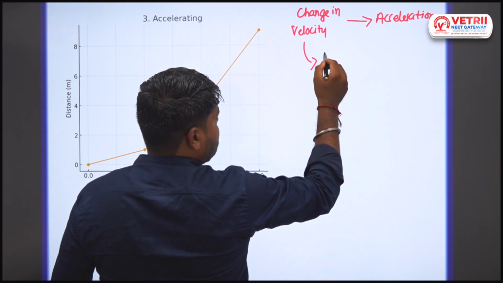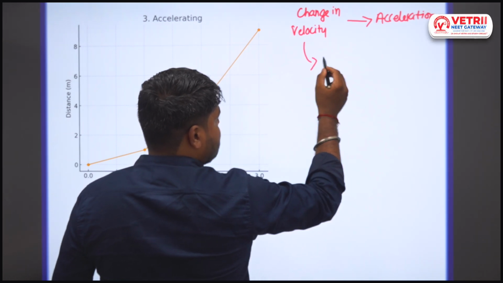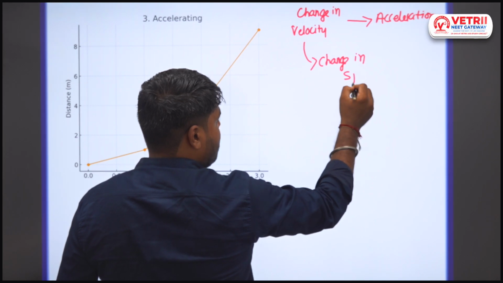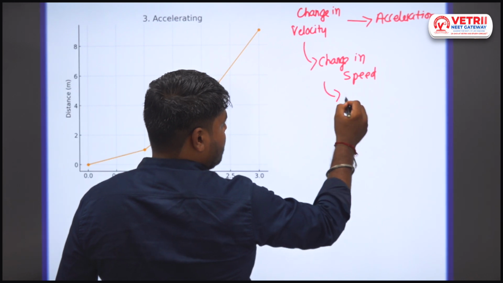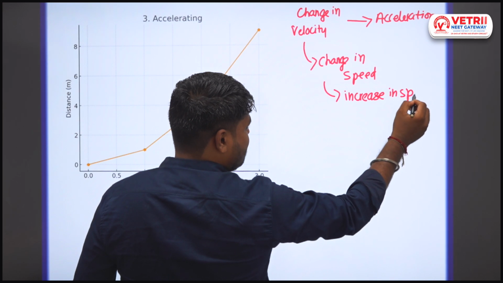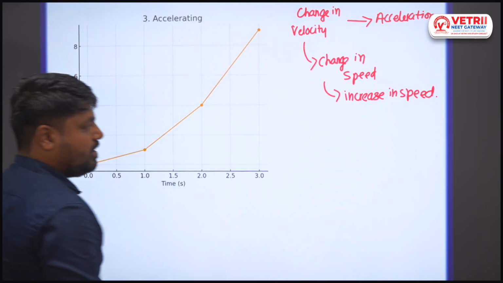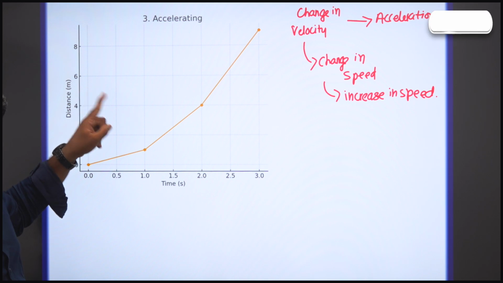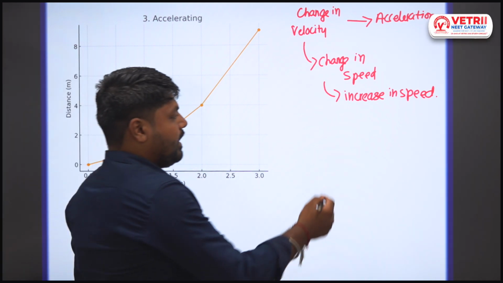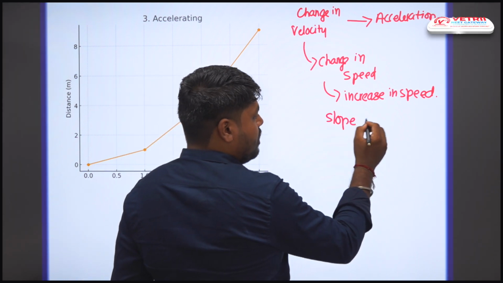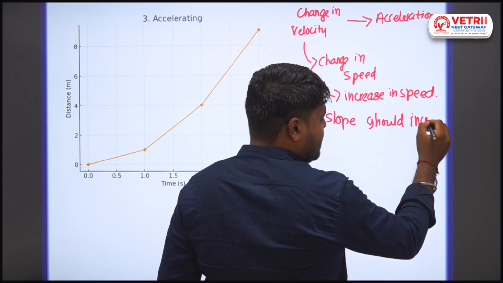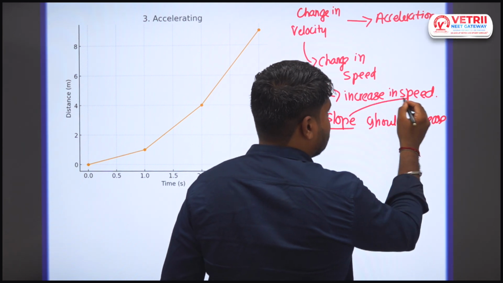We can say positive acceleration. Okay. So take it as a positive acceleration. So change in velocity means change in speed. We can also say this as a change in speed. So positive acceleration means increase in speed. If the speed wants to increase, which quantity in the graph should increase? So in the graph the slope should increase. Slope should increase.